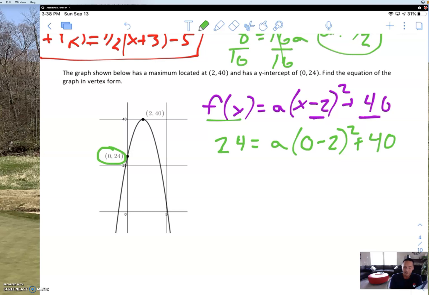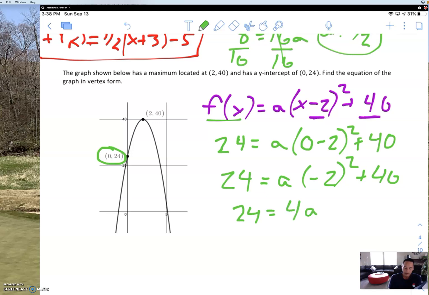If you have 0 minus 2, that's going to simplify to -2 squared plus 40. -2 squared just becomes a 4. So we get 4a plus 40. We're going to subtract 40 from both sides because we're trying to get a by itself. So that's a -16 equals 4a. If you divide by 4, we get an a value of -4. And that makes sense because that graph opens downwards. So we should have an a value that's negative.